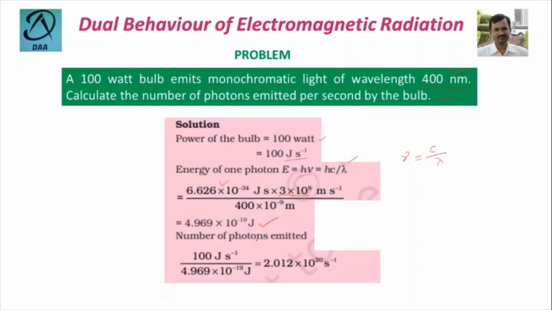And then the number of photons emitted. How do we calculate? Because the power of the bulb, we know, is 100 joule per second. This multiplied by the energy of the one photon, then we will get the number of photons, and the final value will be 2.012 multiplied by 10 to the 20 per second. That means per second, 2.012 multiplied by 10 to the 20 photons were emitted.